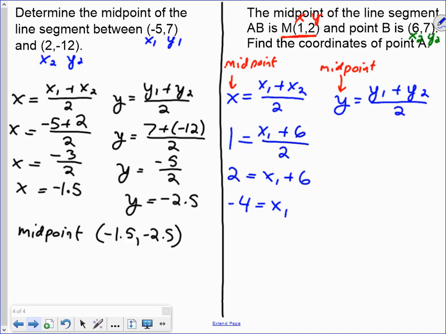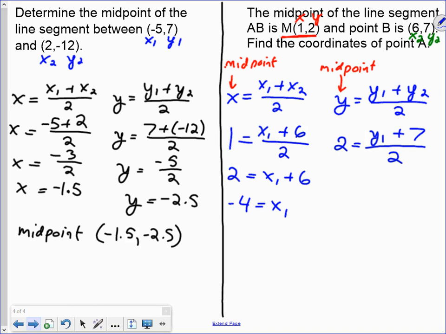So the x-coordinate of point A is negative 4. I can do the same thing with the y portion here. So I know that my midpoint y value is 2. I know that y2 is 7. I don't know what y1 is. y1 is the y value for coordinate A. That's what I'm trying to find. But again, I have a little equation here that I can solve for y1.